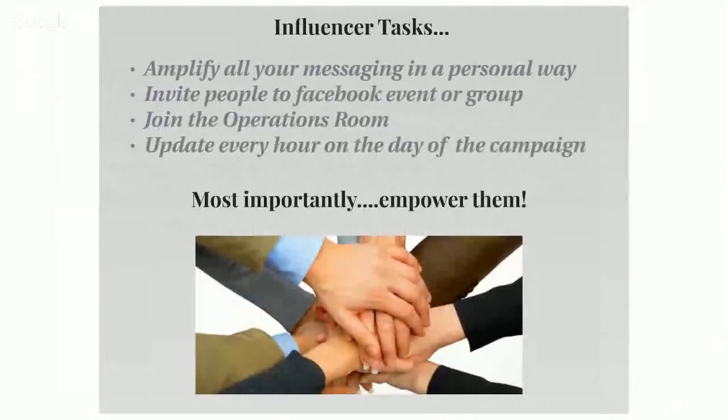Now, what do these influencers do? They amplify all your messages in a personal way. In other words, instead of saying Friendship Circle is an awesome organization, they do awesome things, they make it personal. They say, I attend Friendship Circle, I volunteer in a home, I benefit so much, please help out. Once you make it personal, you're taking it out of this global, amazing phenomenon, and you're actually connecting with the person they're calling. Number two, invite people to the Facebook event from their own page. Join the operations room, and lastly, update every hour on the day of the campaign. With their Facebook, just keep it pumping.